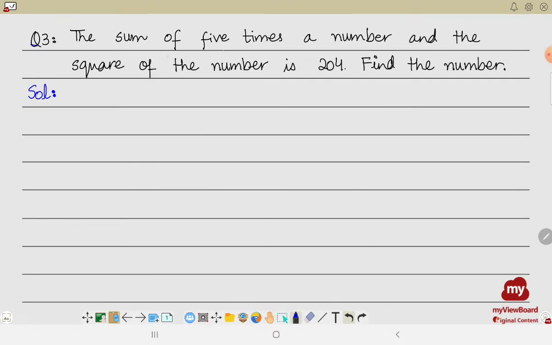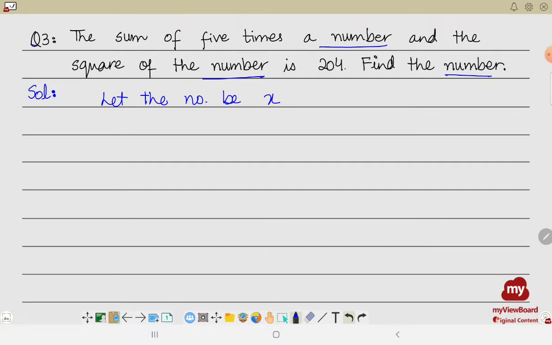The sum of 5 times a number and the square of the number is 204. Find the number. So what we have to suppose is the number. This is one number they are talking about. The sum of 5 times a number and the square of that number is 204. Right? So let the number be x.